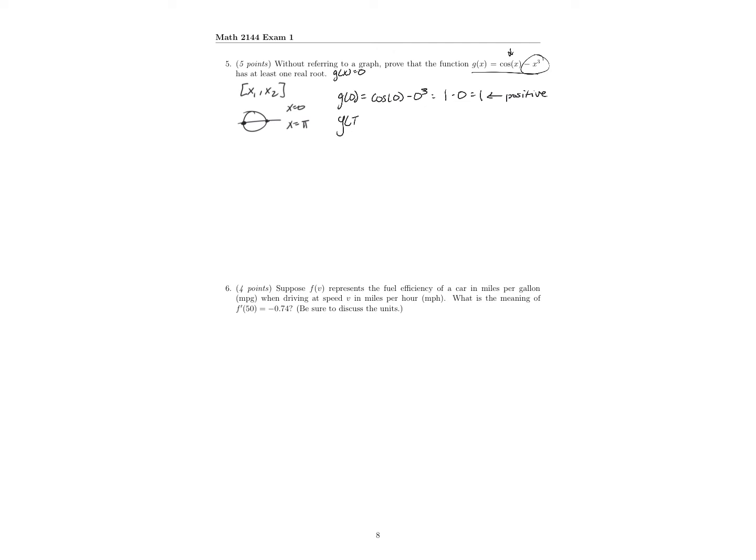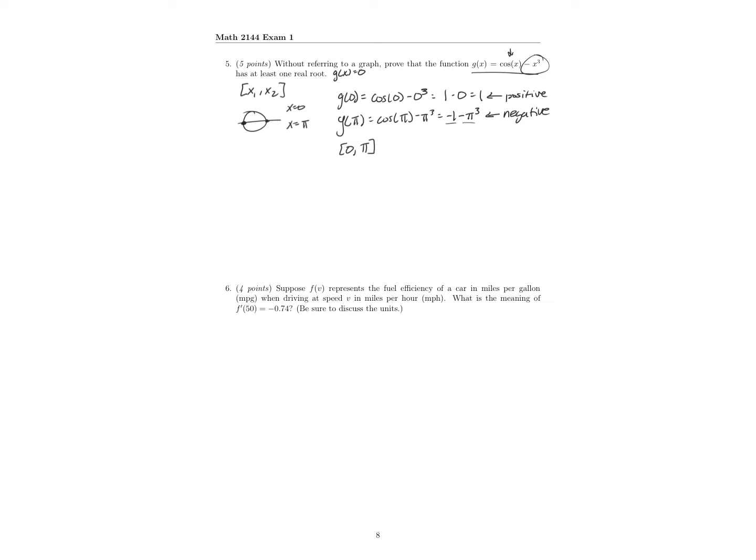Next, let's try g of pi. Cosine of pi minus pi cubed. Cosine of pi is negative 1, and I'll just leave the negative pi cubed there. We don't need the exact number, we just need to know the sign is negative. If we take a value that's negative and subtract something from it, it just becomes more negative. So between these two values, it's positive and negative, and on the closed interval 0 to pi, it's defined and continuous.